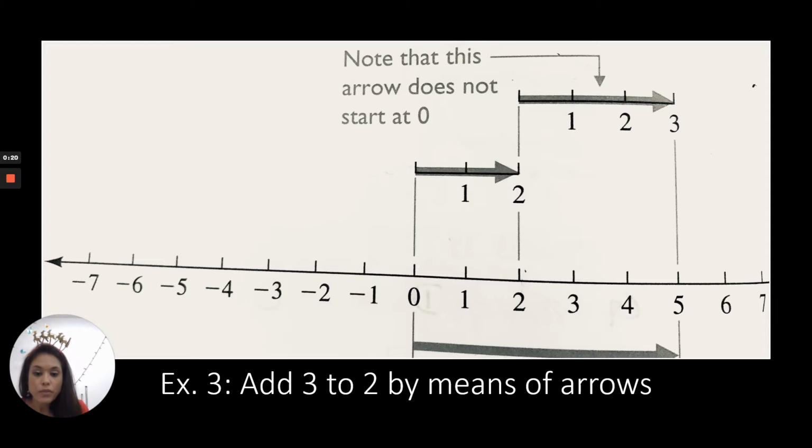So we are going to first plot 2 on this number line. We're going to start at 0, and then it's going to extend to 2 on the number line, and it's positive, so we're moving to the right. Since we're adding 3, we're going to start at the tip of 2 and move 3 places to the right, and we are going to come up with a total net of 5. Okay, so my answer is 5.